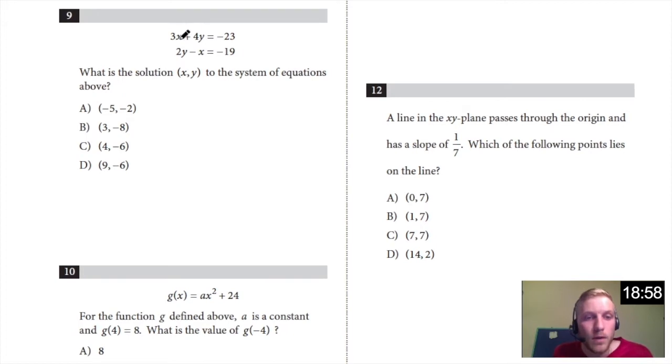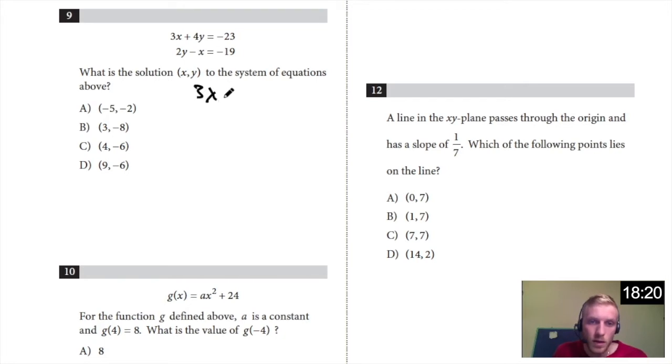All right, so we have what looks like a system of equations. So what is the solution (x, y) to the system of equations above? All right, so we're going to need to solve for the values x and y in this system. Let's see, there's one tricky point here. In the first equation, we have our x term first and our y term second. In our second equation, we have the y term first and our x term second. It's not a problem, but you do need to be aware of that and make sure you don't mix x and y up. So I'm just going to rewrite them in the same order.